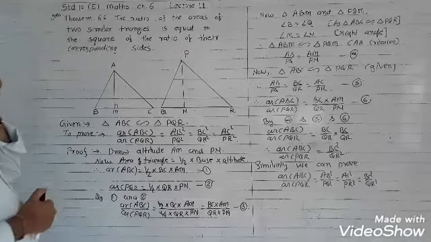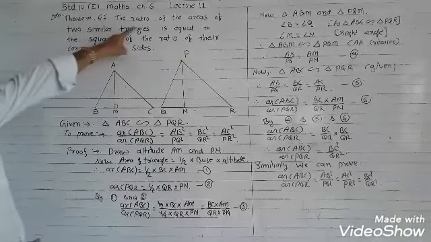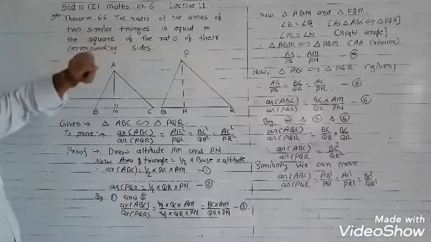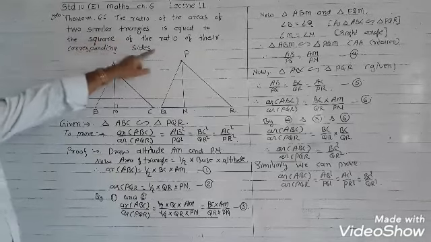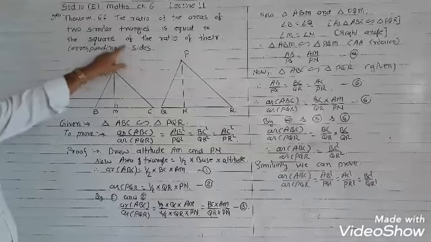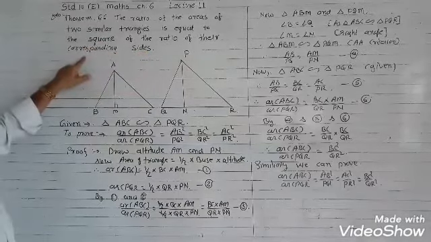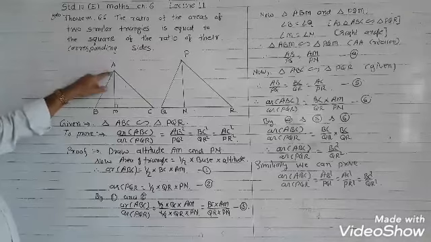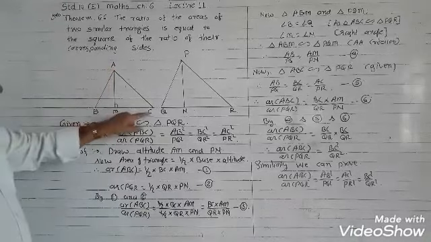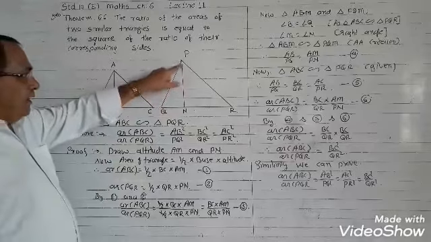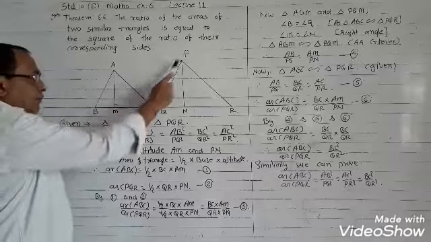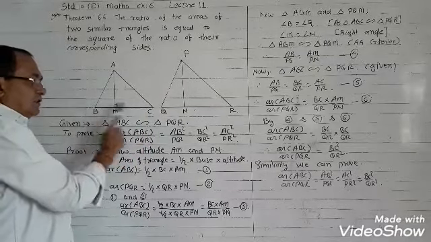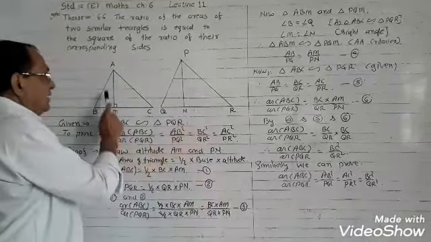Okay, so let us first see what the theorem is. The ratio of the areas of two similar triangles is equal to the square, be careful, the square of the ratio of their corresponding sides. That means area of triangle ABC upon area of triangle PQR is equal to AB square upon PQ square is equal to BC square upon QR square is equal to AC square upon PR square.